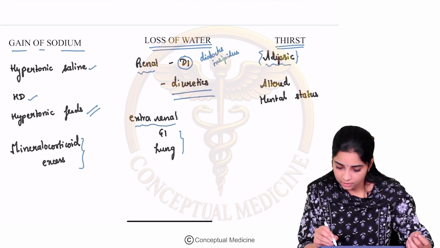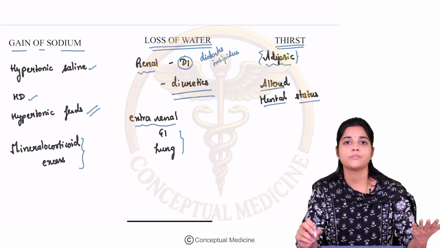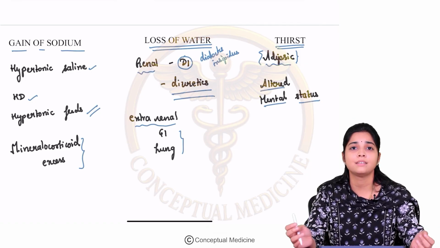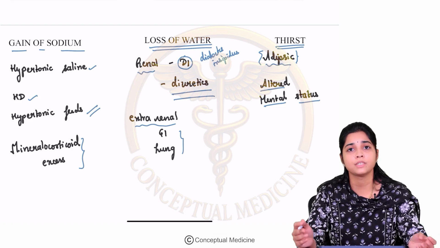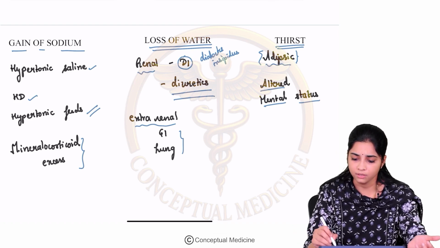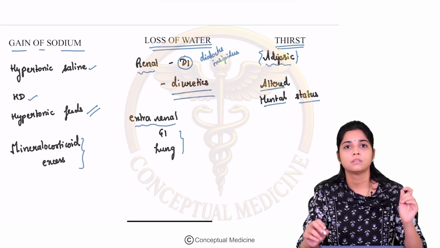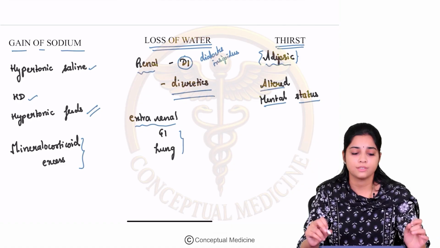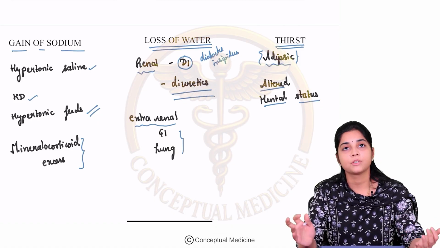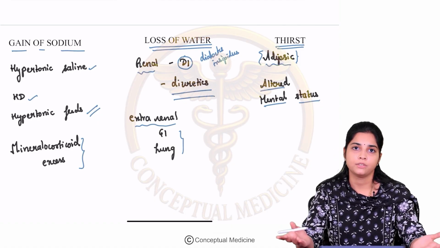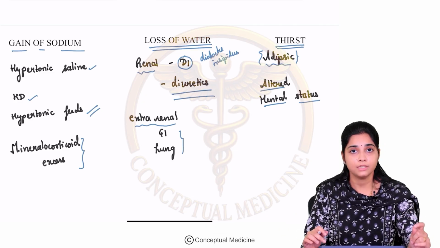Then altered mental status. Now the patient is not in a situation to take water at all, so that can result in hypernatremia. A patient of Parkinson's disease, a patient of stroke, a patient of severe psychiatric disease is not taking water at all, so this can result in hypernatremia. So this is about the mechanisms and etiologies of hypernatremia. It can be because of gain of sodium, loss of water, or impairment in your thirst mechanisms.